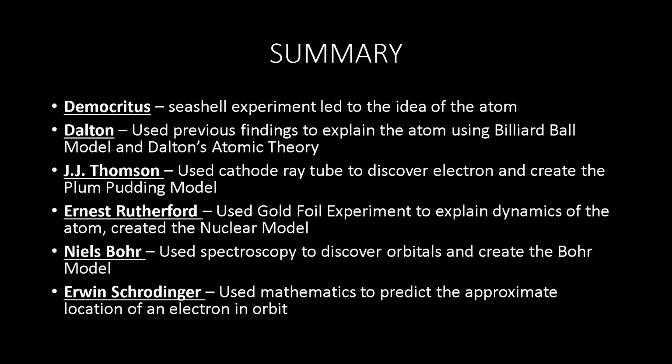Next, we have a summary of what we covered in the video. Democritus used the Cecil experiment to lead to the idea of an atom. Dalton used previous findings to explain the atom using the billiard ball model. J.J. Thomson used the cathode ray tube to discover the electron and create the plum pudding model. Ernest Rutherford used the gold foil experiment to explain dynamics of the atom, and he created the nuclear model. Niels Bohr used spectroscopy to discover orbitals and create the Bohr model, and Erwin Schrödinger used mathematics to predict the approximate location of an electron in orbit and create the electron cloud model.